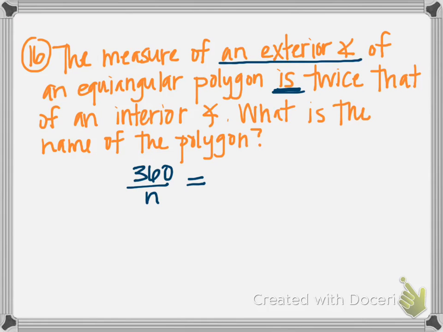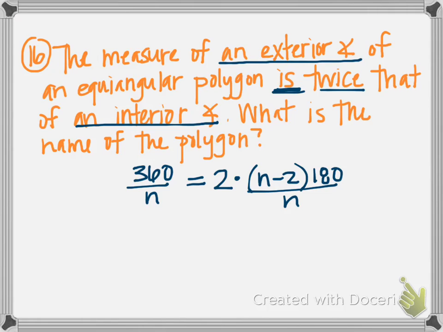So that's all that goes on the left. On the right of the word is, it says that it is twice that of an interior angle. So twice means times 2. An interior angle, that is one interior angle. That's the I formula. So we're going to do 2 times that formula, and that formula is n minus 2 times 180 divided by n.